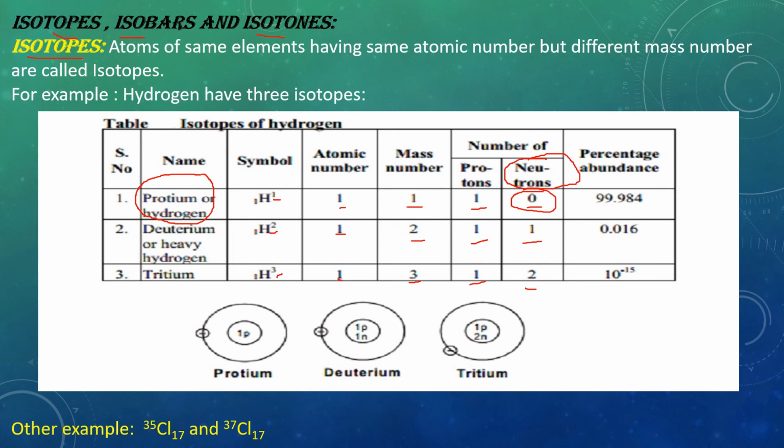Now the percentage abundance of these isotopes in nature, that 99.9% is protium, 0.016% is deuterium, and 10 raised to power minus 15 is tritium. Now these are the representation of protium, deuterium and tritium. They are different in the number of neutrons only. Other example of isotope is 35Cl17 and 37Cl17. Both isotopes have an atomic number 17, that is same atomic number, but the mass number of first isotope is 35 and the second isotope is 37.